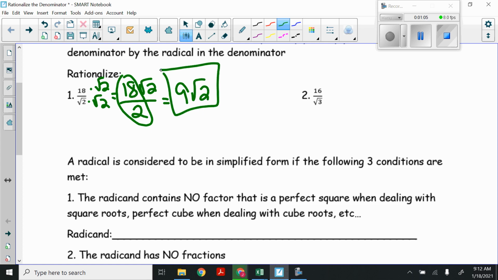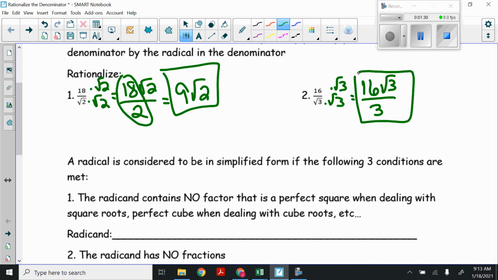Number 2, 16 divided by the square root of 3. The 16 is not underneath the radical, 3 is. And the 3 is in the denominator, so multiply top and bottom by that square root of 3. So on top, I have 16 square roots of 3 divided by the square root of 3 times the square root of 3, which is just 3. 16 and 3 are not underneath the radical now, but they don't have anything in common, so that's our answer.